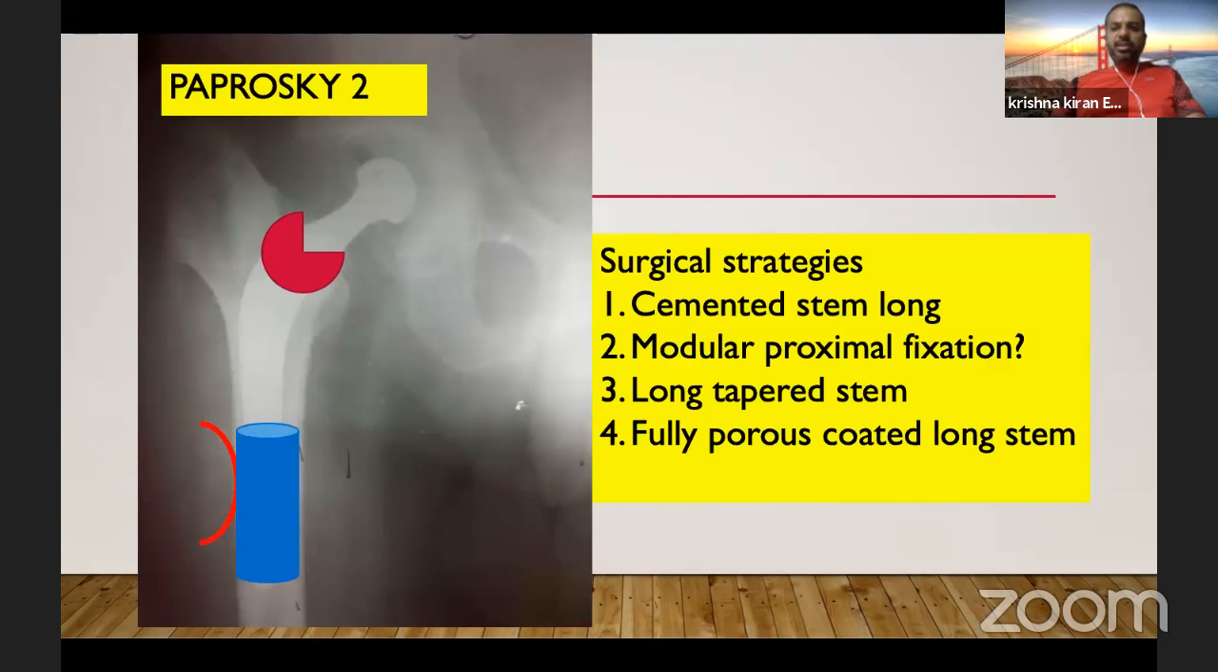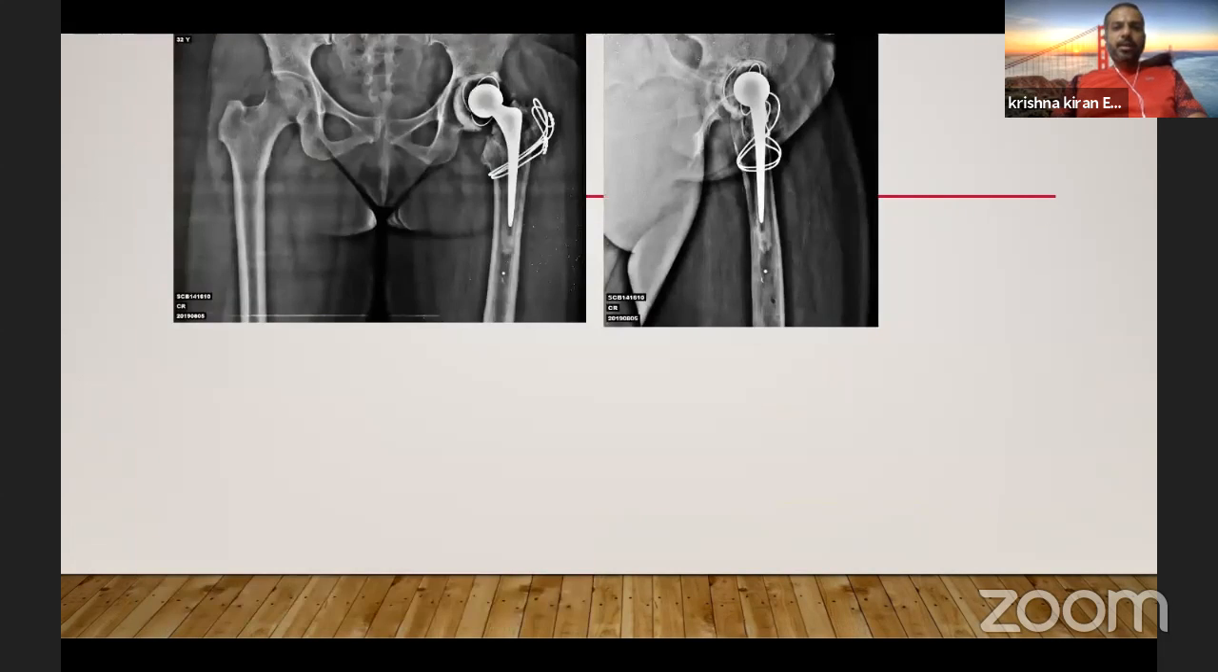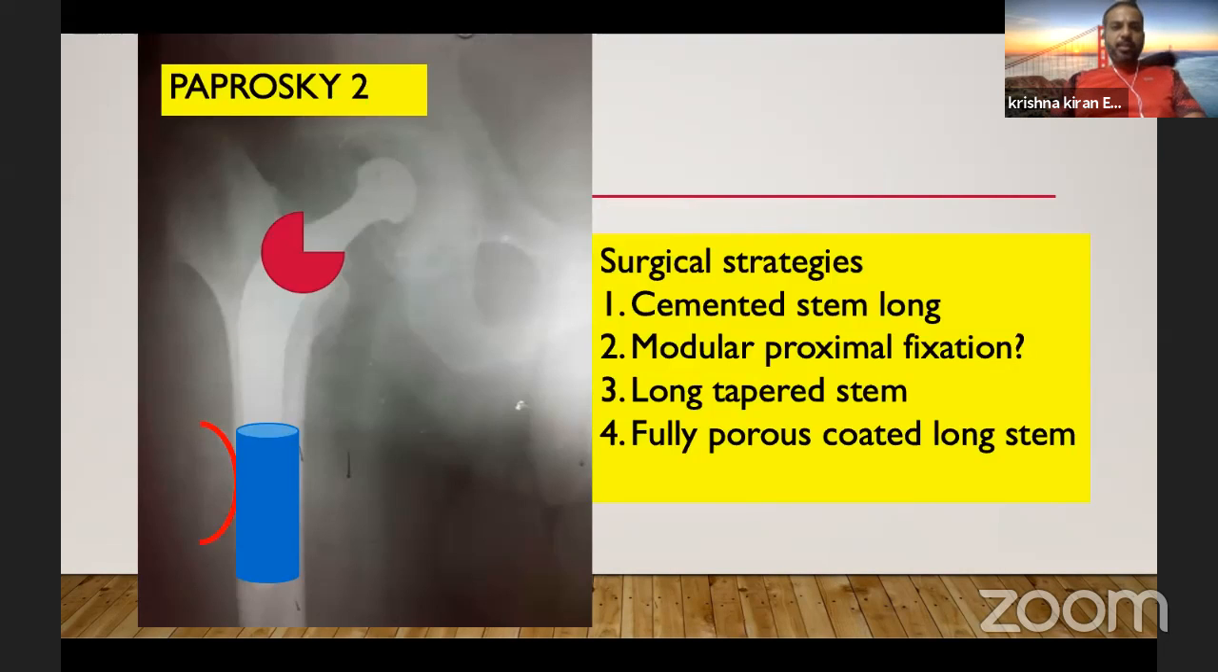Modular proximal fixation is an option if you are able to remove all that cement without causing much bone loss and have adequate proximal bone for fixation. You can use a long tapered stem or a fully porous coated long stem. So that is the options for a Paprosky 2.